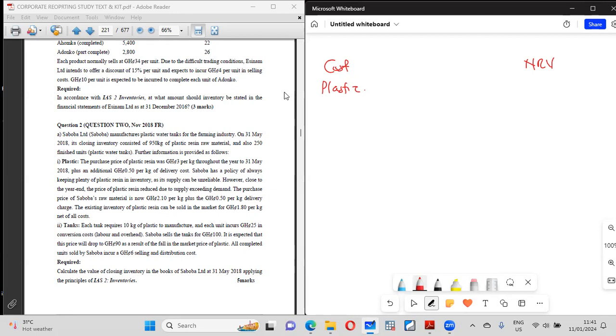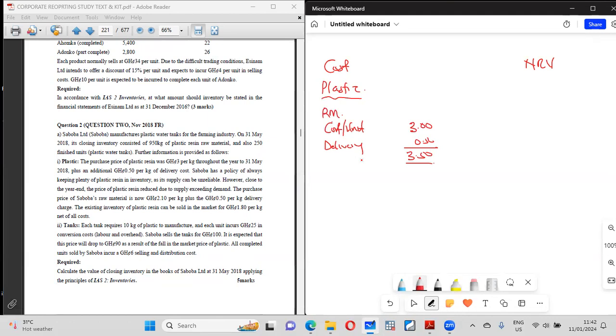So we are told that the raw material in terms of the plastic, how much are we getting? The raw material cost per unit is 3, right? Then additional cost in terms of delivery is 0.50. So it means that we have a cost of 3.50. So that is what we have.